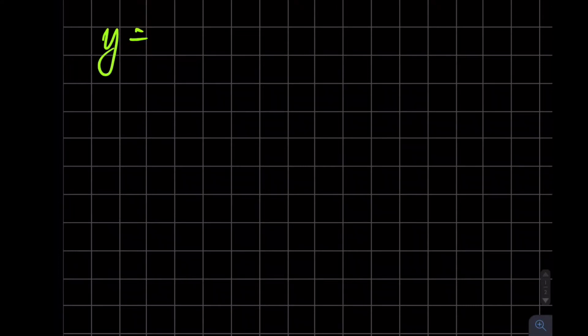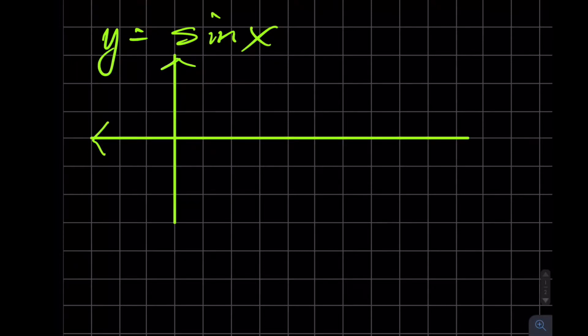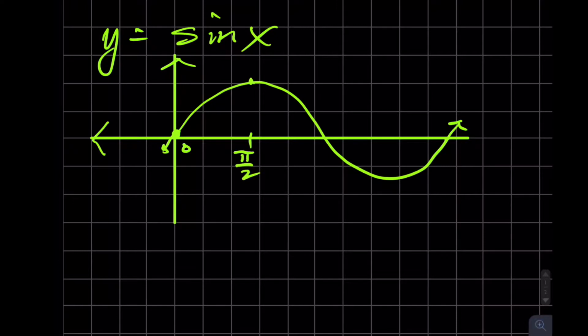So as an example, we get y equals sine x, which is the parent function of sine, and that looks again like this, or something like that, right? Where this is at the origin, this peak is at pi over 2, this crossing again is at pi, this trough or bottom is at 3 pi over 2, and of course the period is 2 pi.